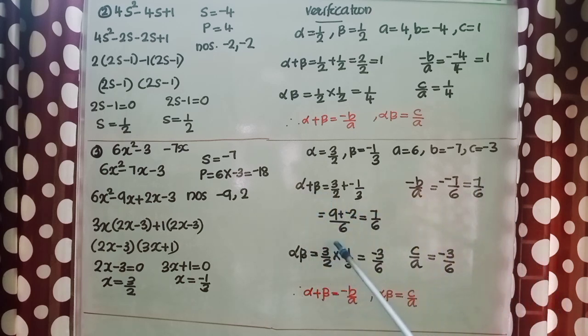Alpha beta equal to 3 by 2 into minus 1 by 3, that is equal to minus 3 by 6. C by a is also equal to minus 3 by 6. So we verified alpha plus beta equal to minus b by a and alpha beta equal to c by a.